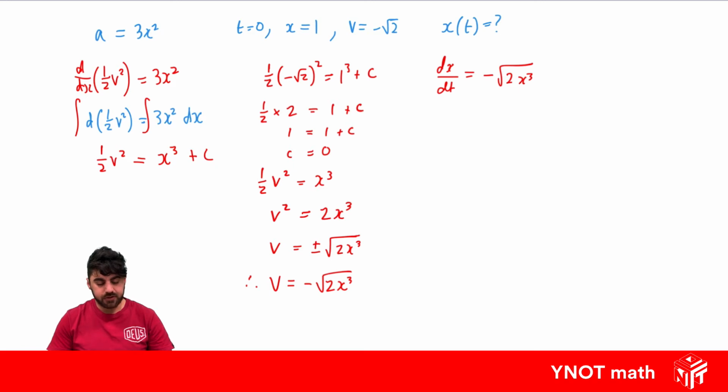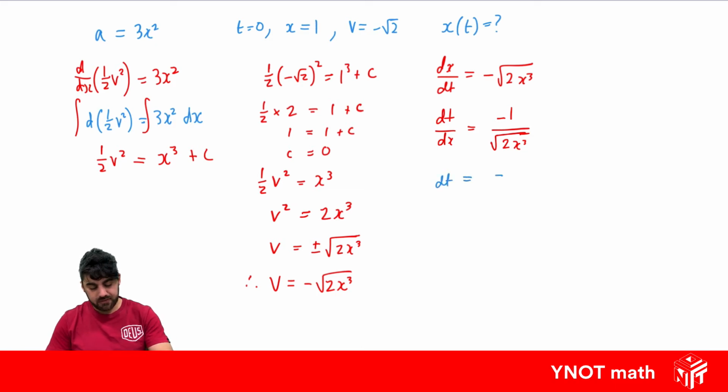We need to go ahead now and integrate both sides, but we can't do that just yet because we have respect to time here, but we don't have anything in terms of time over here. So what we need to do is actually take the reciprocal of both sides. So then we're going to get dt over dx equals minus 1 all over root 2x cubed. And now we can go ahead and integrate both sides because, again, you can imagine taking the dx to the other side and then integrating both sides.